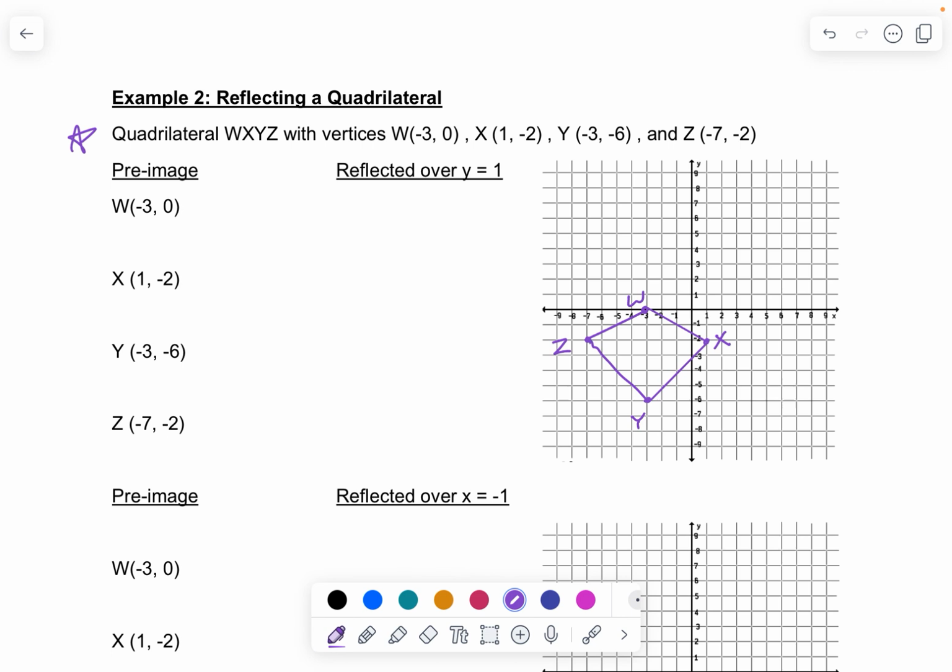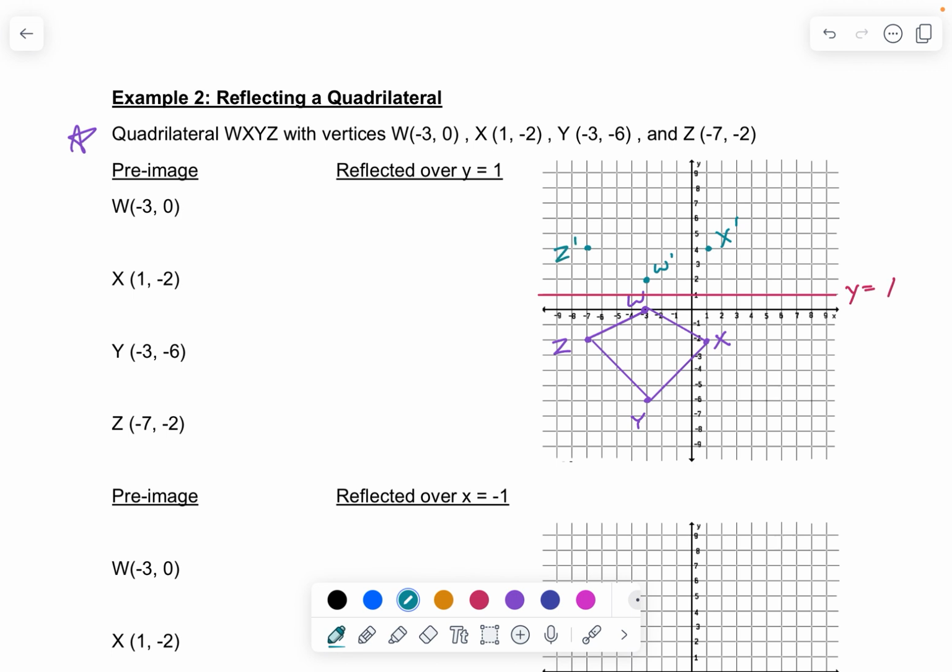And now we are going to reflect this over the line y equals 1. So remember the line y equals 1 is right here. And so we're going to reflect it just like we did before. So in other words, W is 1 unit away. W prime's going to be right there. X is 3 units down, so we're going to go 3 units up, X prime. Z is 3 units down, so we're going to go 1, 2, 3 units up.